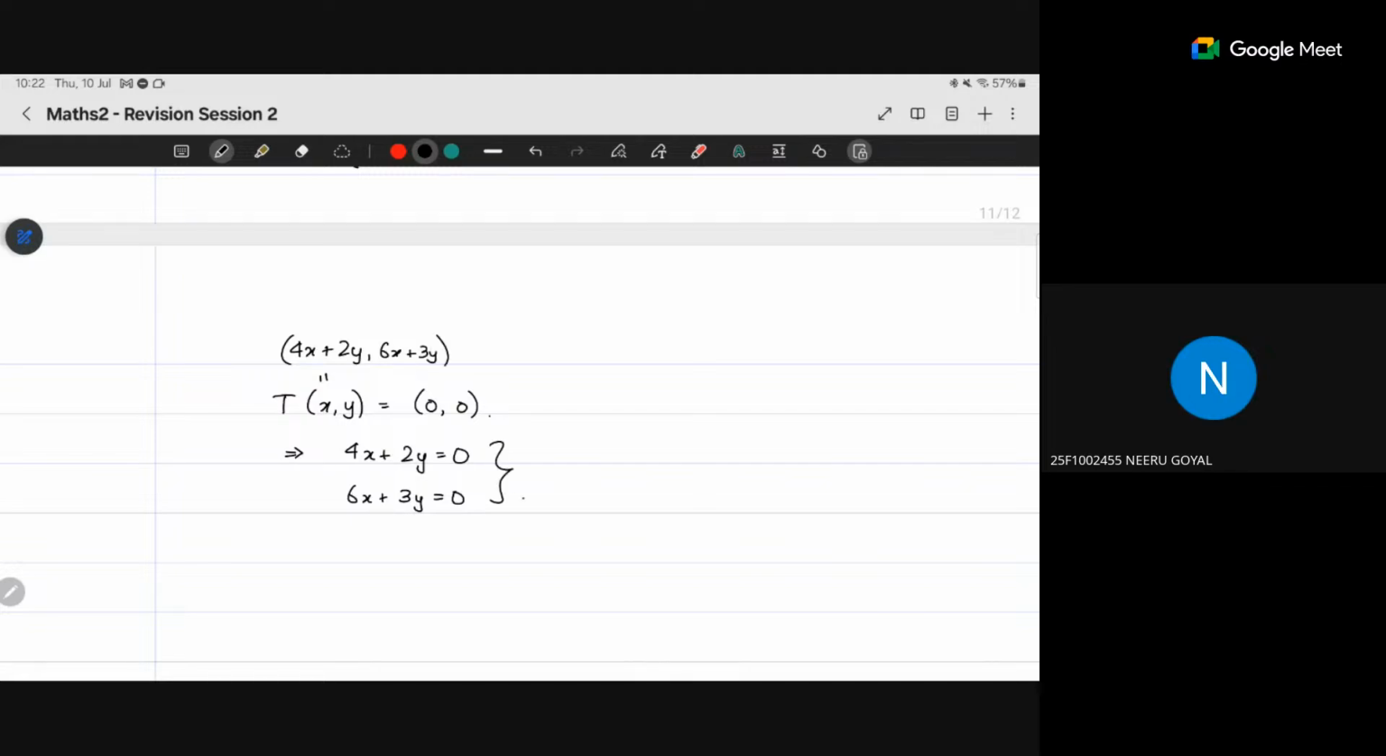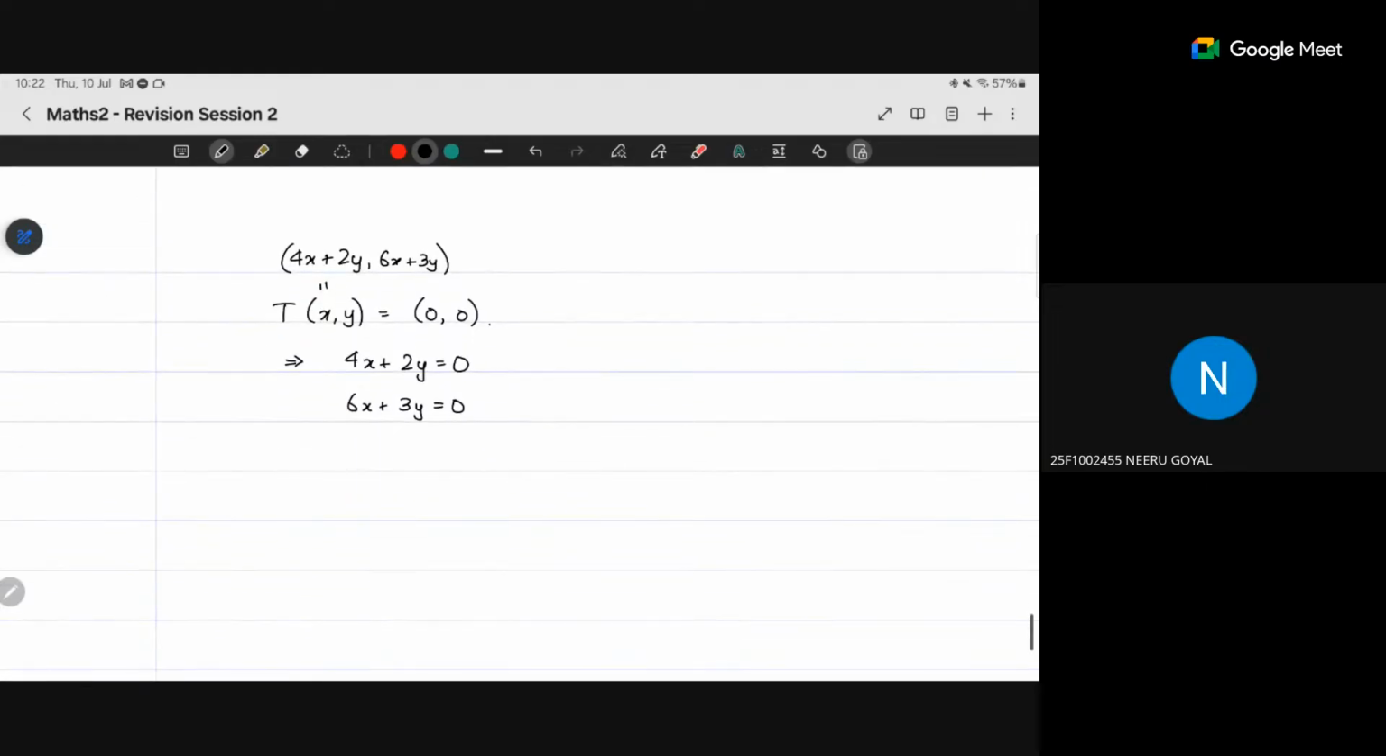The system of equations, one of them is a multiple of the other. So this is actually an infinite solution system. You can verify that by doing whichever method you like. Determinant is 0. So this has infinitely many solutions. So there are non-zero vectors which are mapped to 0 vector. That is why it is non-injective.